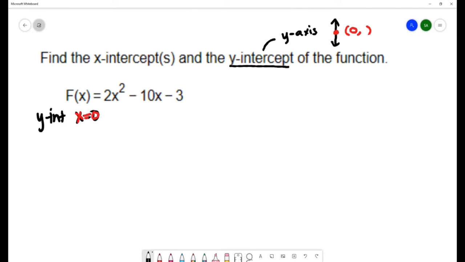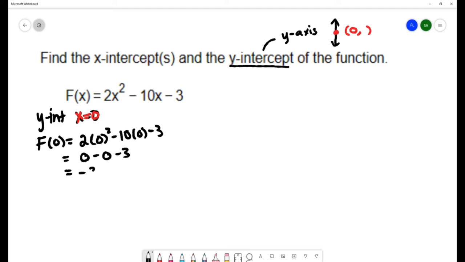So I'll substitute a 0 into the function, and that will give f(0) = 2 times 0 squared minus 10 times 0 minus 3. And 0 squared is 0, times 2 is 0, 10 times 0 is 0. And then if we simplify, we end up getting -3. So this function has a y-intercept at (0, -3).